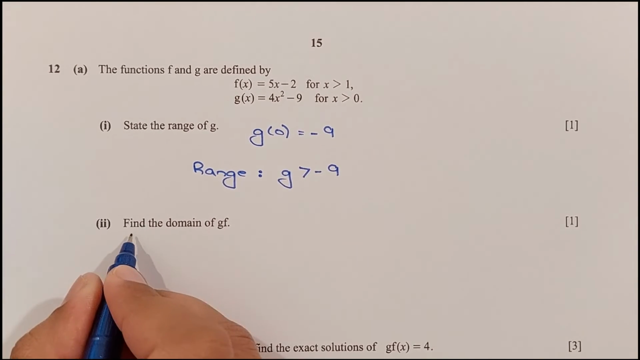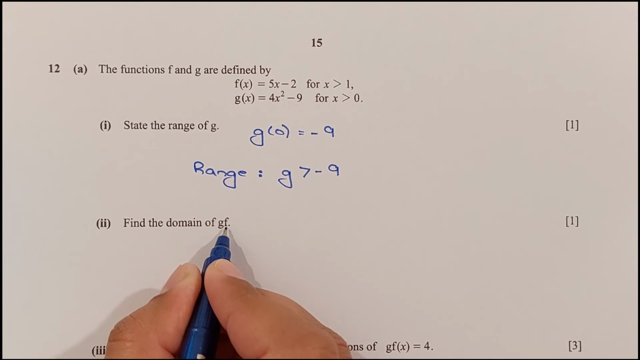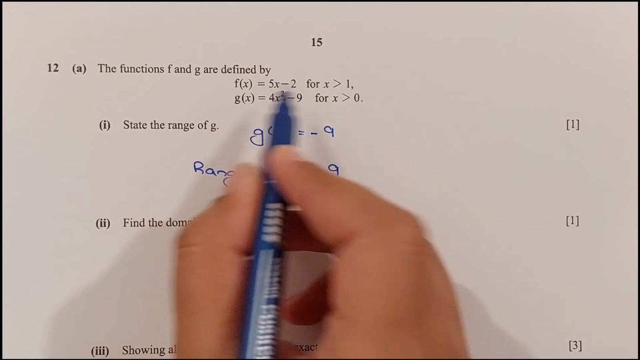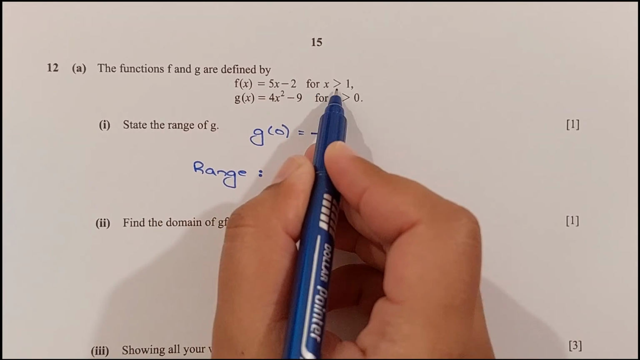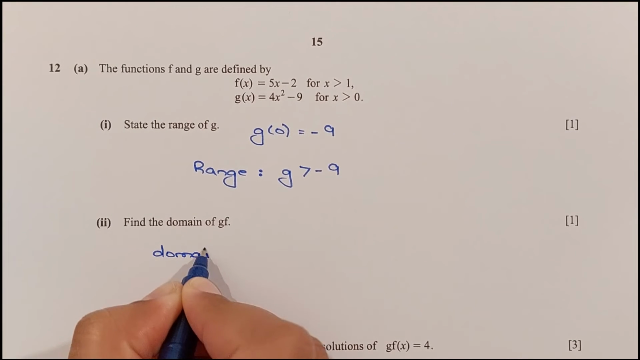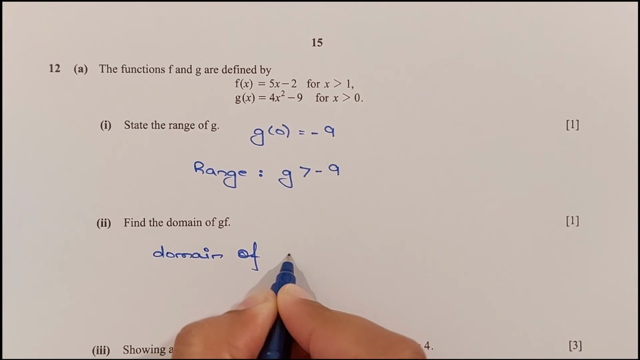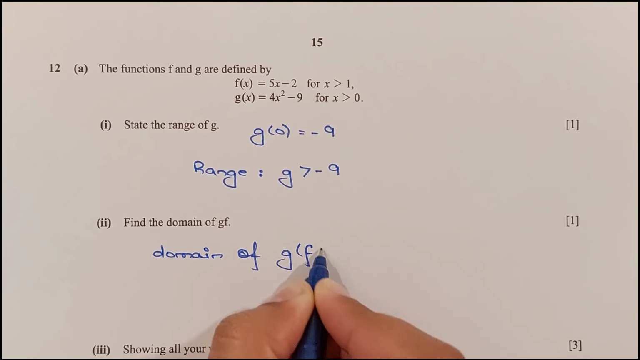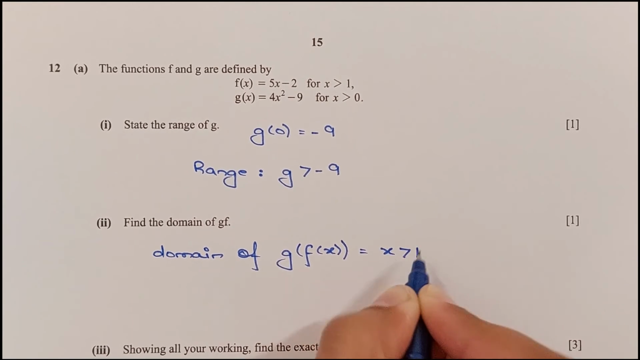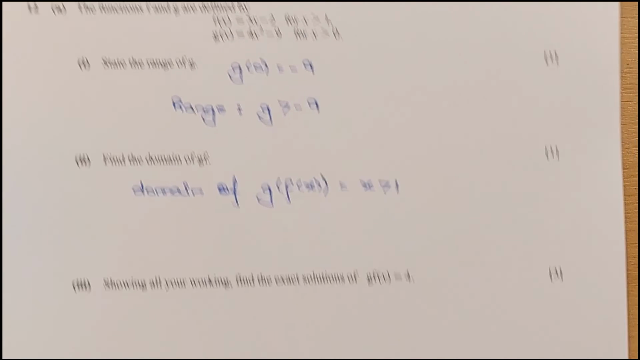Now for the second part, find the domain of g f of x. So g domain is x is greater than 0 and f of x domain is x is greater than 1. So the domain of g composition f of x is equal to x is greater than 1, the domain of the inner function.